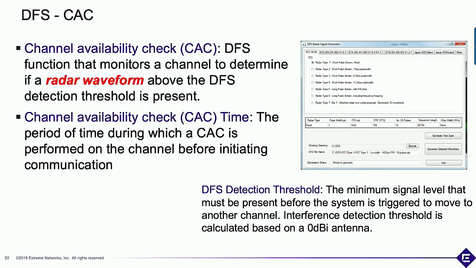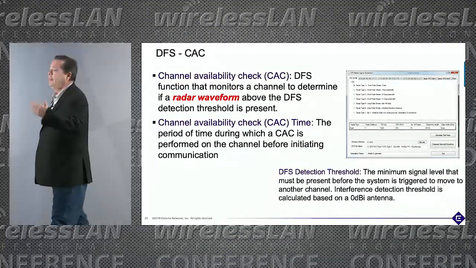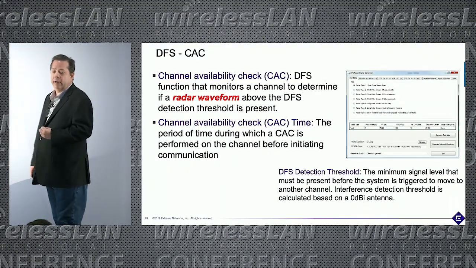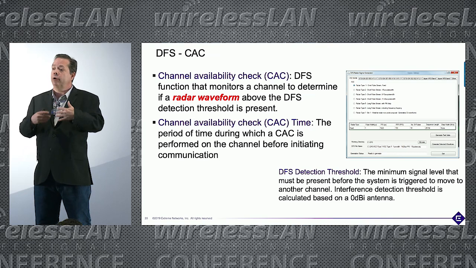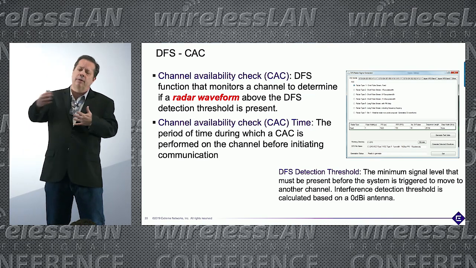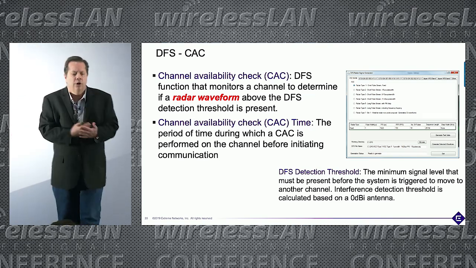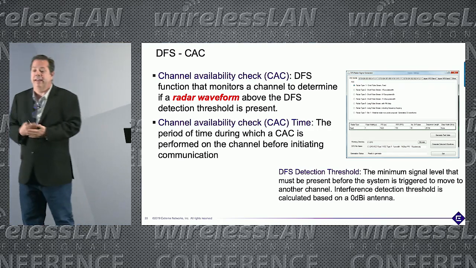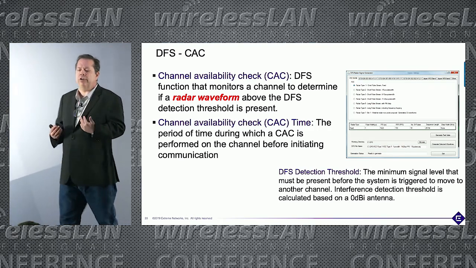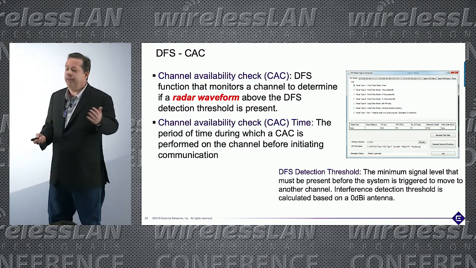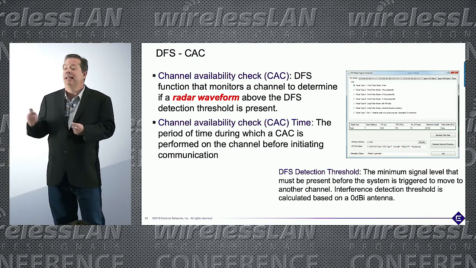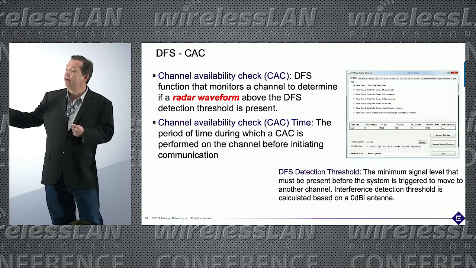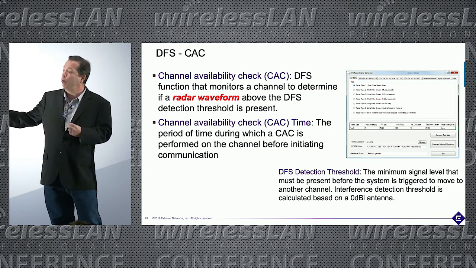So bottom line, here's what happens. The AP is going to have to go through several different kinds of mechanisms. Let me get some definitions out first. First of all, you have what's called the channel availability check, the CAC. It's a function where the master device, the AP, is basically listening to determine if it hears a radar pulse or a radar waveform.